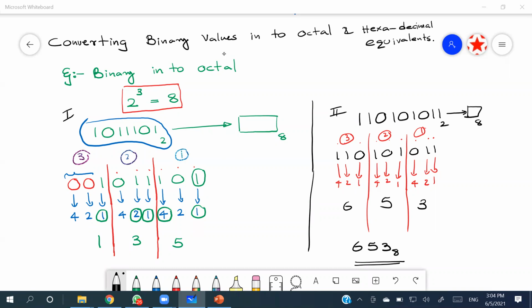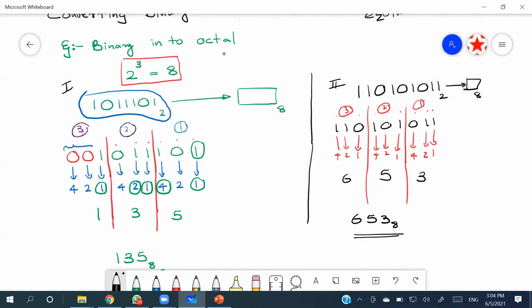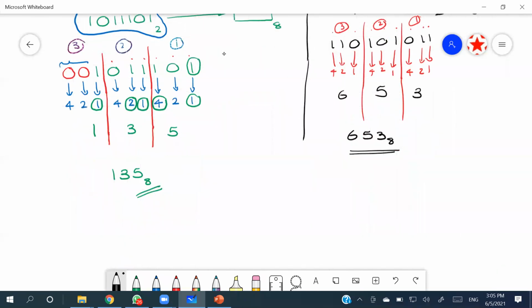Now this is binary to octal conversion. The same technique can be used to do the binary to hexadecimal conversion. Same technique. What is the technique we used here? 8 means 2 to the power 3. So we group the binary number into groups which have 3 characters in it. Now hexadecimal, 16, means what?